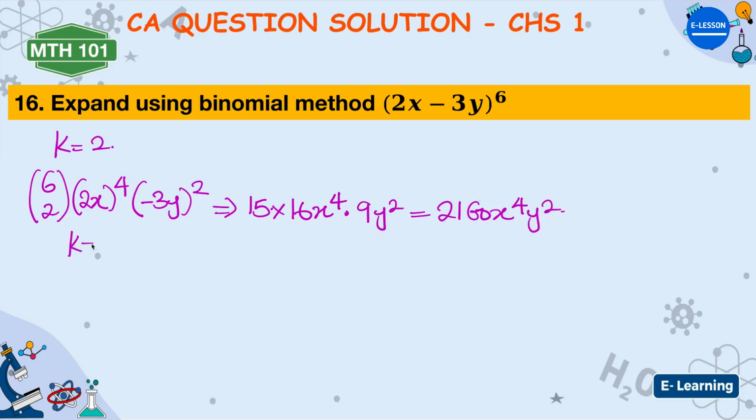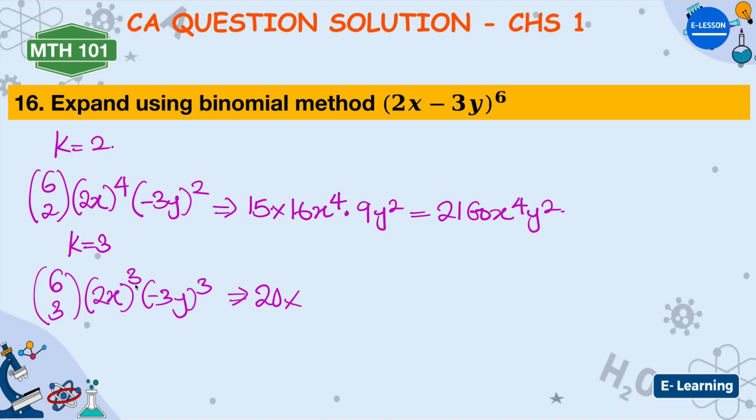Now, let us do for k is equal to 3. That will give us 6 combination 3, 2x, 6 minus 3 will give us 3. Then minus 3y to the power of 3. 6 combination 3 gives us 20. Is that okay? Times 2 raised to the power of 3 will give us 8x raised to the power of 3. This one will give us times minus 27 y to the power of 3. If you punch this in your calculator, it gives us minus 4320 x cubed y cubed.